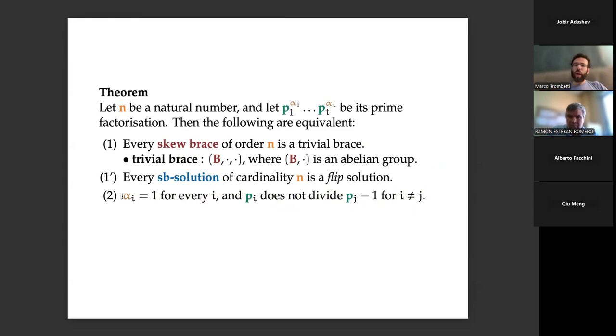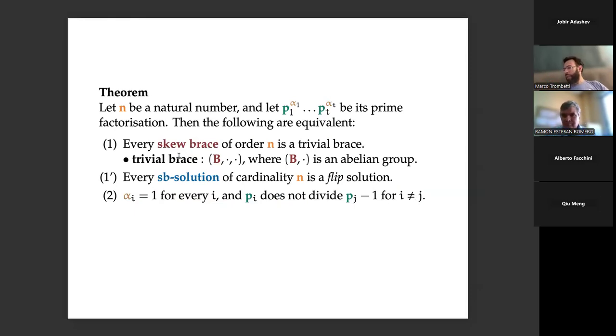So if you have a skew brace of a given cardinality, and you know that your cardinality satisfies this condition, you can immediately say that your solution is a flip solution, for example, which is the most basic type of solution you can think of. This is nice because it gives you an arithmetical criterion to detect these things.